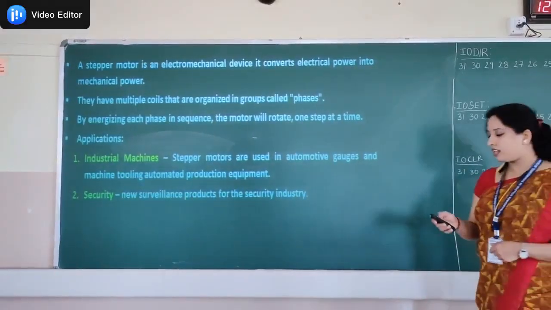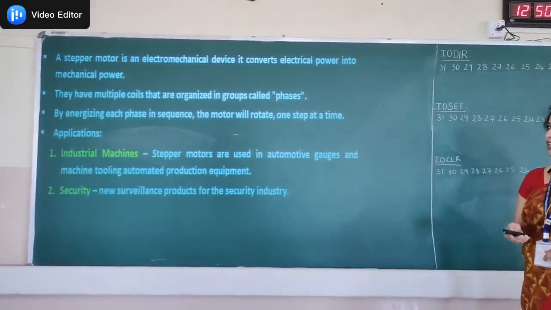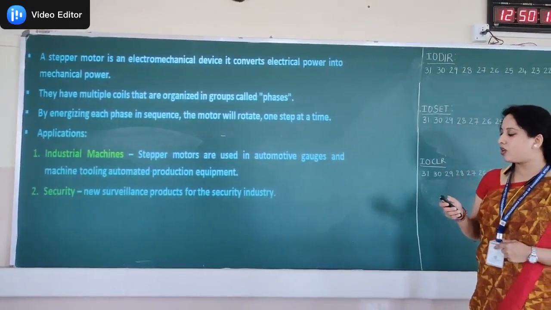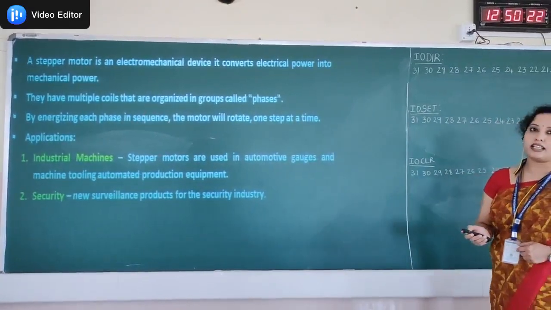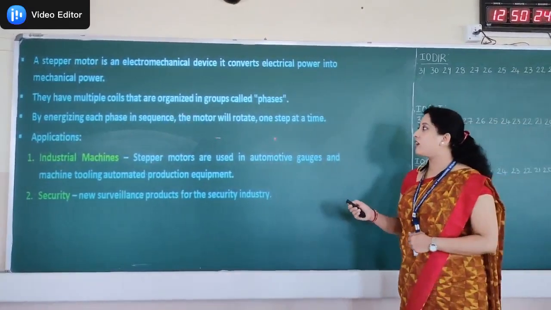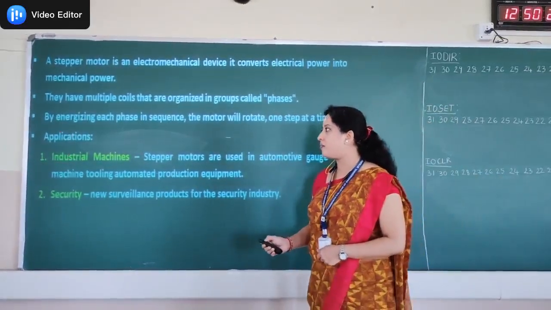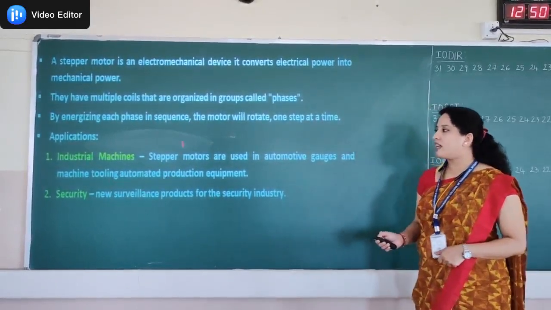So a stepper motor is an electromechanical device which converts electrical power into mechanical power. They have multiple coils which are organized into groups called phases. By energizing each phase in a particular sequence, we can rotate the motor one step at a time, either clockwise or in anti-clockwise direction.